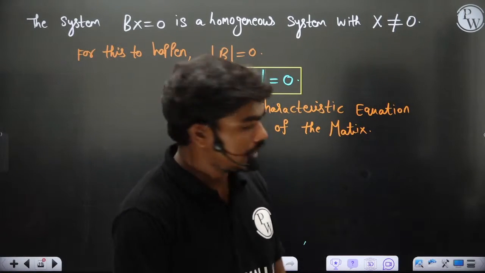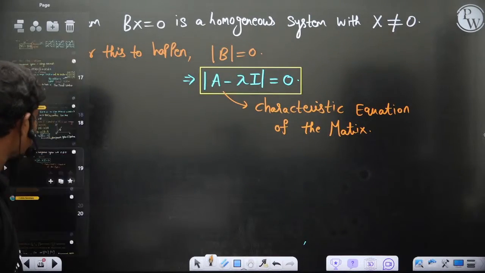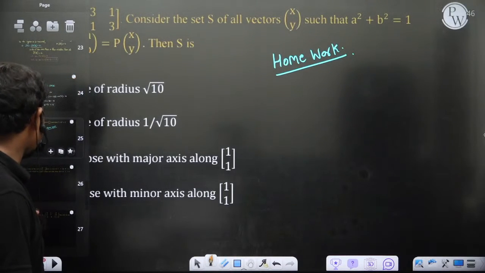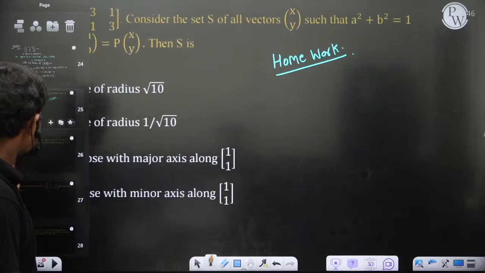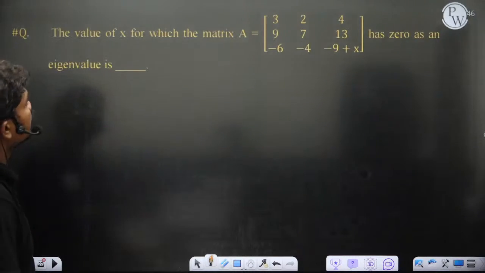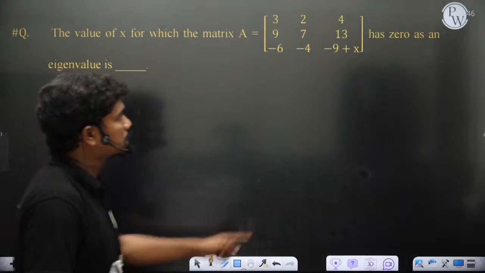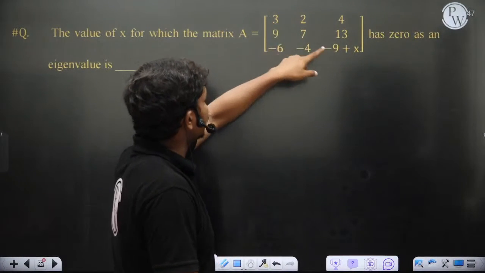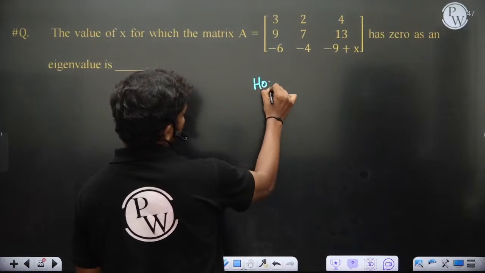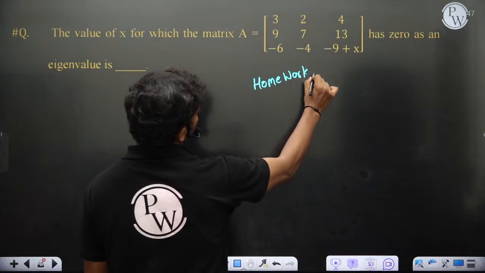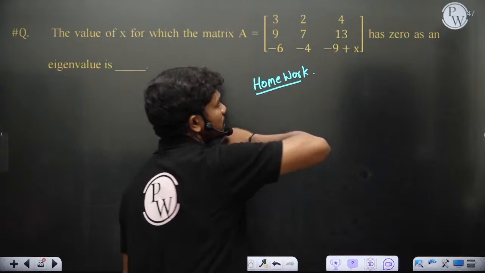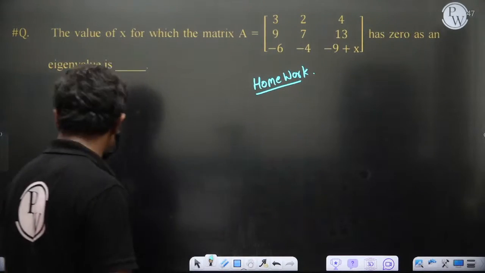I'll give you one important homework question which you can do. You can try this also. Find a value of x for which this matrix has 0 as an eigenvalue. This is also a homework question. These two questions you try as homework, because now you know how to find eigenvalues. If this matrix has one eigenvalue 0, then what is the value of this x? So do this question. These two questions I would like to give as homework.